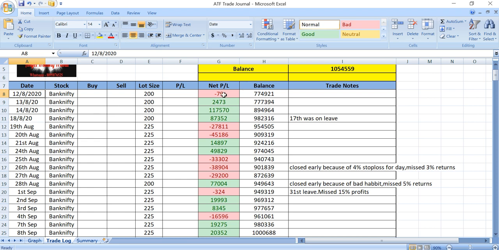Don't give up. You can see in the first day itself I got a small snake bite, I came down, but again second day I continued, it went up. Third day I got a big ladder. I'll just show you the graph, it will give a bigger clarity.